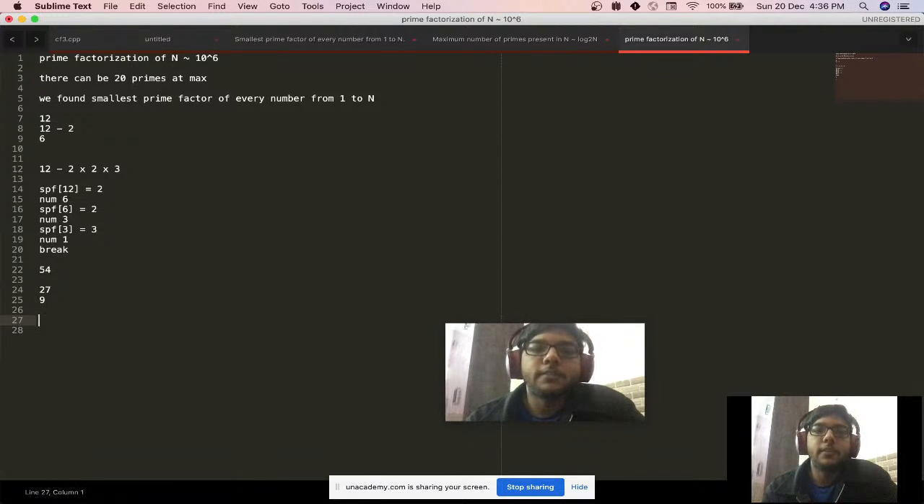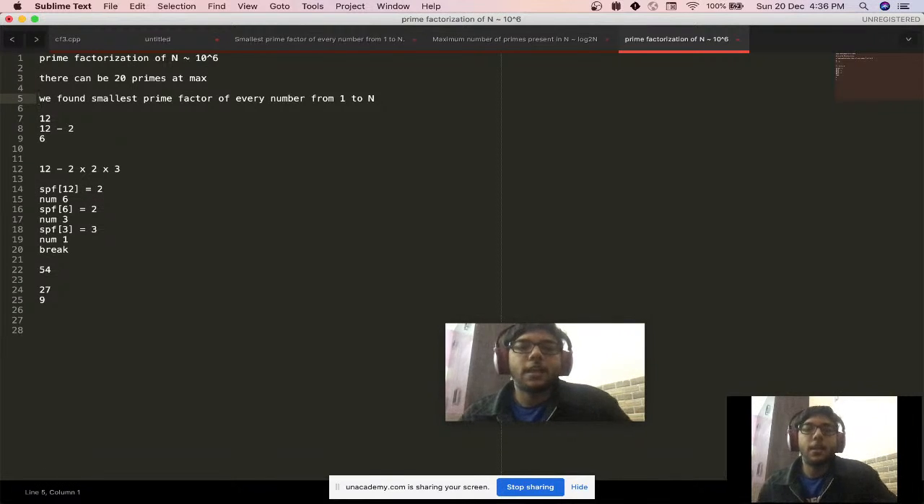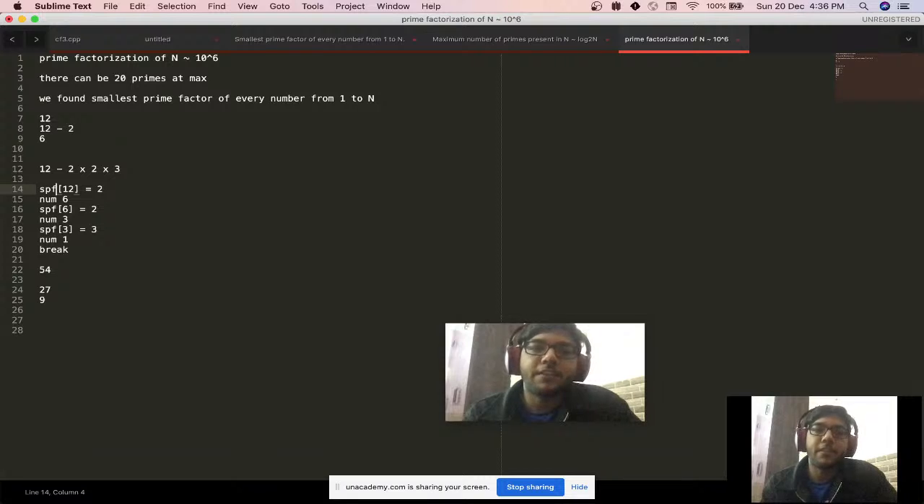And what would be the time complexity of it? It's only 20 operations at max. Why? Because we know already that there can be only 20 primes, and in every turn we are extracting one prime out of it. So this can only go up to 20 operations at max, right? So if I have the smallest prime factor of every number, I can, in at most 20 operations, find the prime divisors of any number you give me.